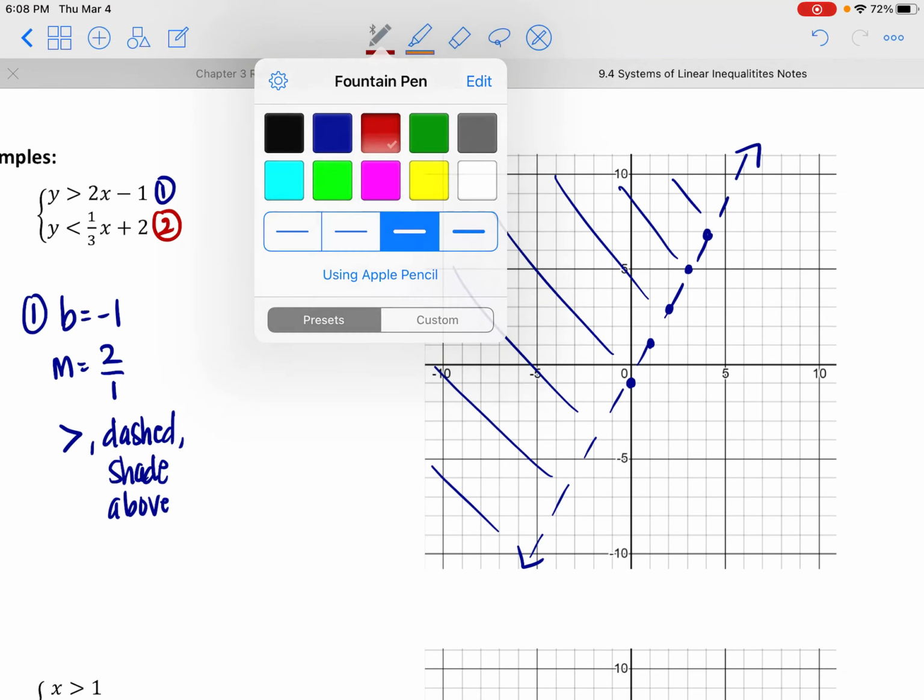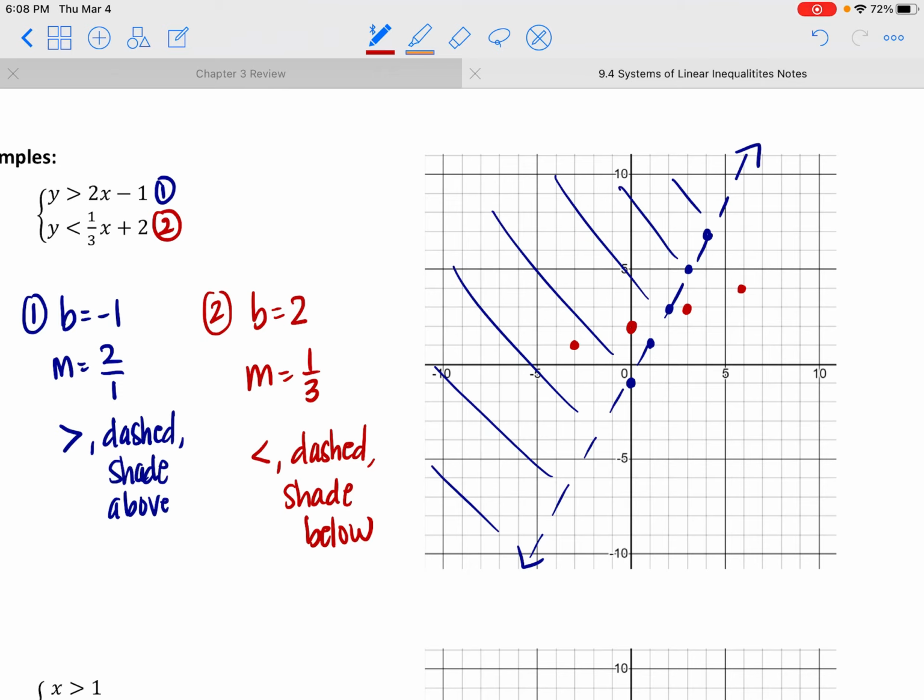Okay. Now number 2 has a y-intercept at 2, and it has a slope of 1/3, and it's less than, so it's going to be a dashed line again, and we're going to shade below. So for number 2 here, starting at 2 on the y-axis, going up 1 right 3 as many times as I need to try to make a nice graph here. Again, this is going to be a dashed line. The points on this line are not going to be part of the solution set, and I'm going to be shading below my line. So if I shade below, now again, that shows the solutions to the one in red.